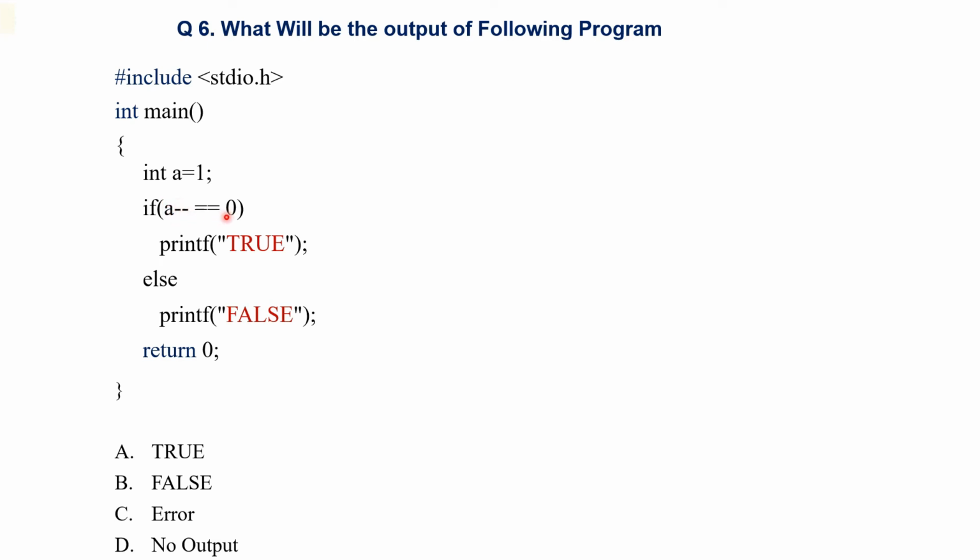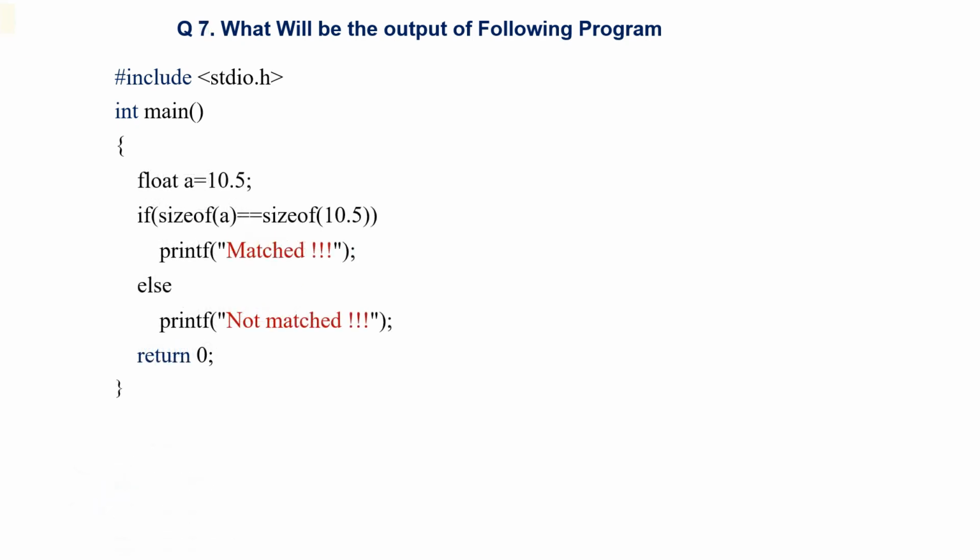So the condition becomes false, and hence control will be transferred to else, and this statement will be executed. So hence the output with this printf function is false. So hence the correct option from these options is option B.